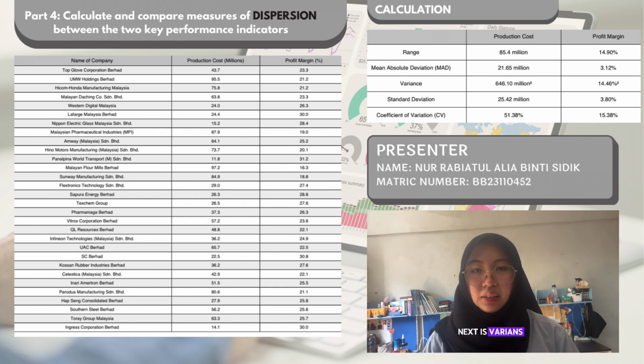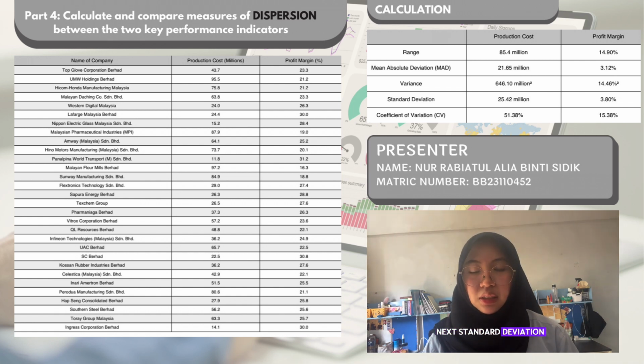Next is variance. The variance for production costs is 848.10 million, meaning some companies face significantly higher costs. For profit margin, the variance is only 14.46%, reflecting consistent profit levels across companies. It means costs vary drastically, but profit remains steady.